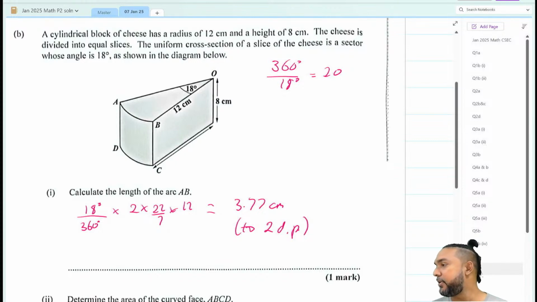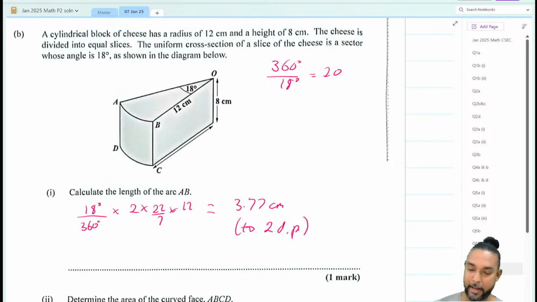Right. 3 and 27 over 35. That's the exact value. I like that one. I do not know how to pronounce that name. I don't know. All right, I'm going to try.